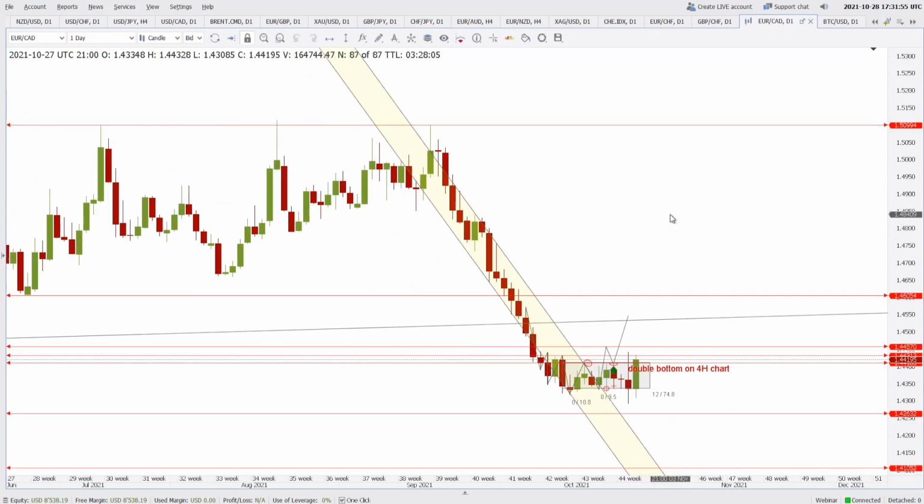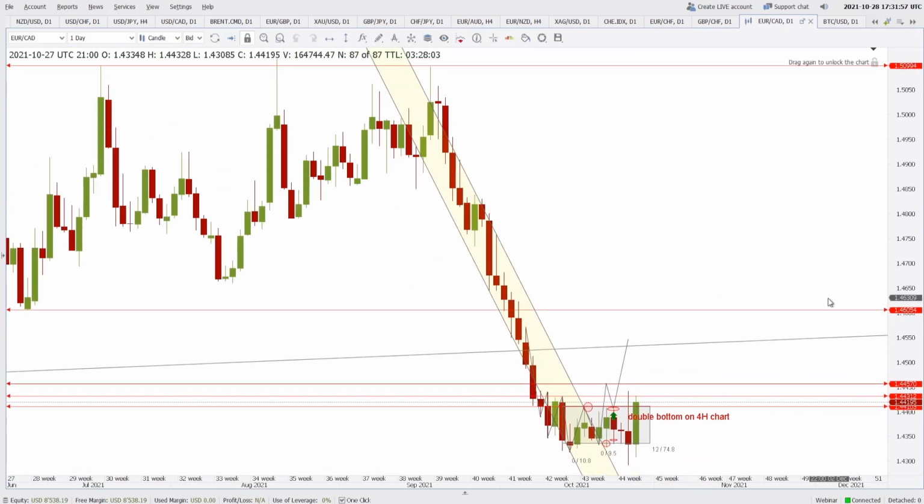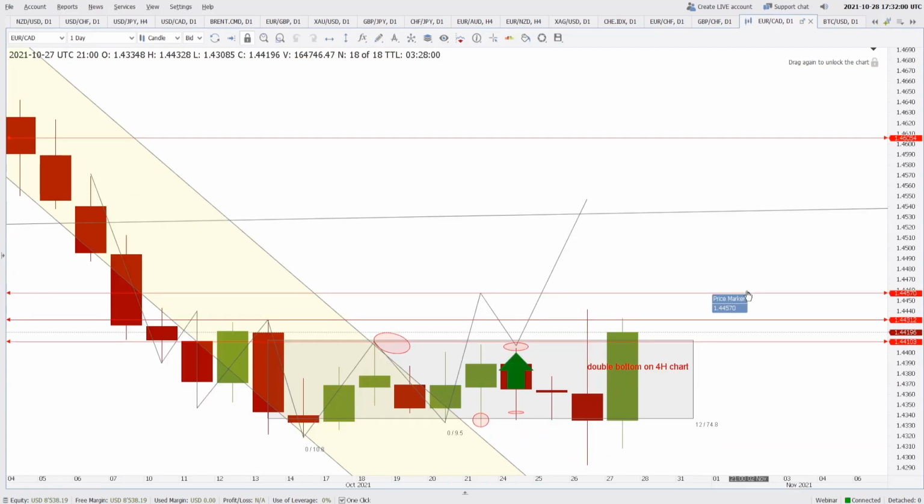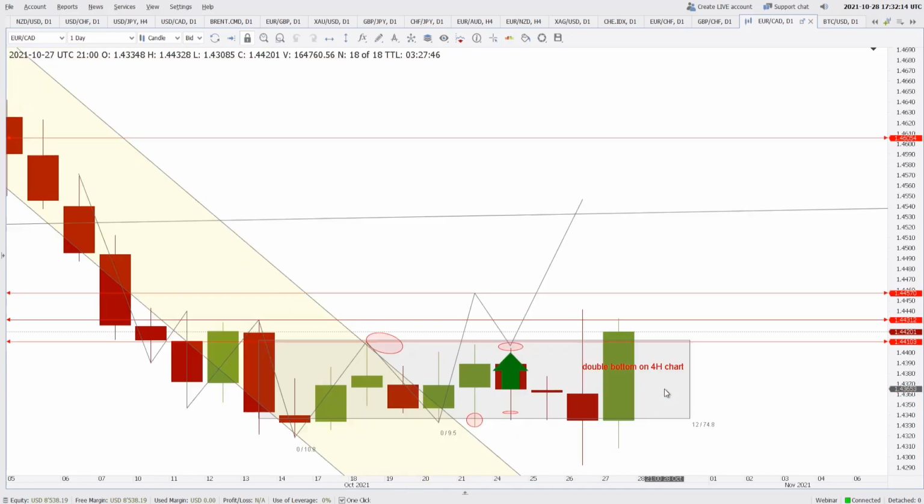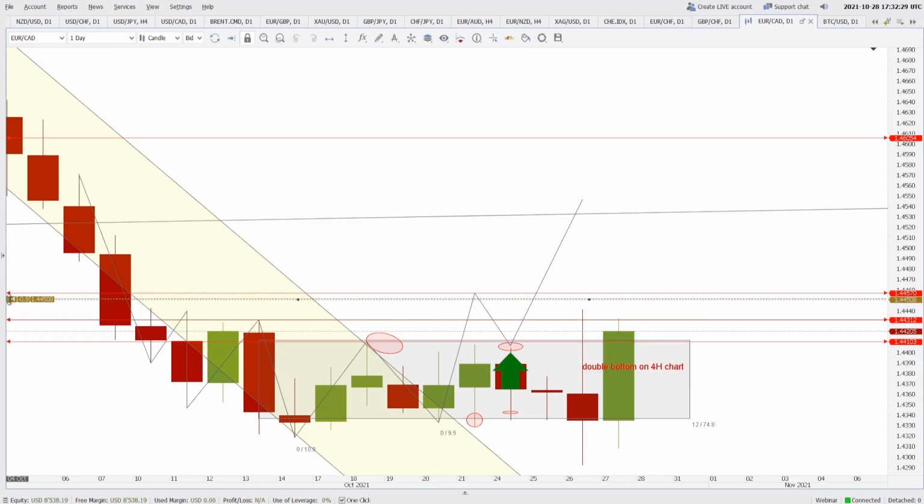EURCAD, okay, this is what we were talking about, that there's a double bottom formation here, and that double bottom seems to be broken if the price closes higher than 1.4410, which it looks like maybe today it will be there. But I will not suggest you to open any buy positions here, because yesterday the price has already made a high at around 1.4441. So if you want to open your long positions, maybe it can be 2 pips higher than this.